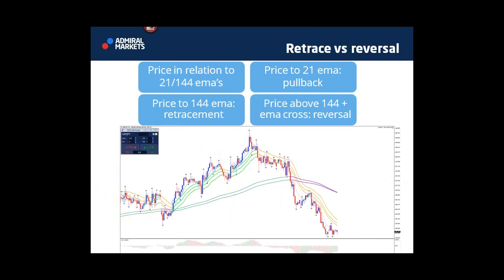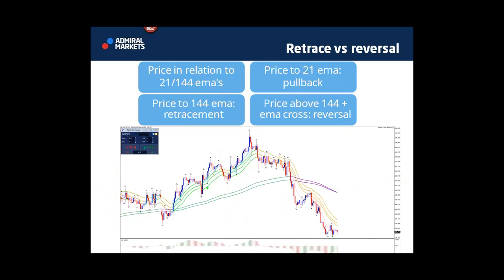That's a deeper retracement. Basically, when I talk about pullback and retracement, I use this. When price is going back to the 21 EMA, I talk about a pullback. When price is going back to the 144 EMA, I talk about a retracement. And when price goes beyond the 144, and when the EMAs cross, it's a reversal.